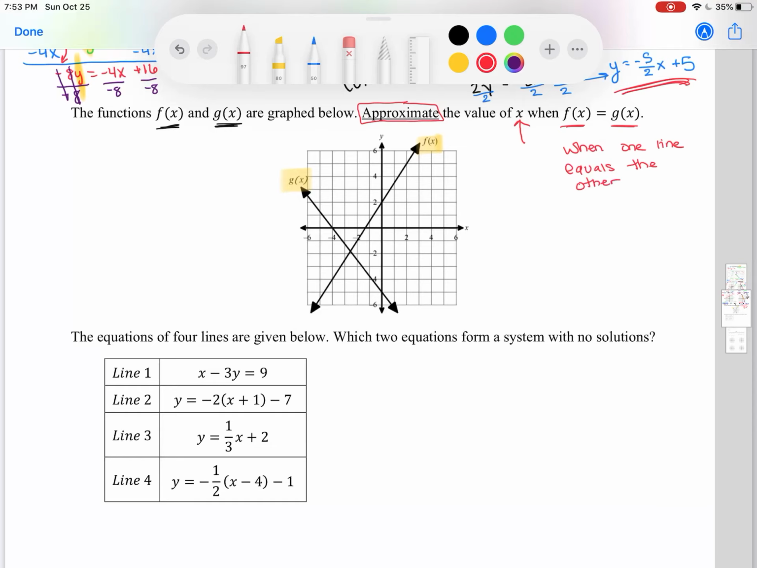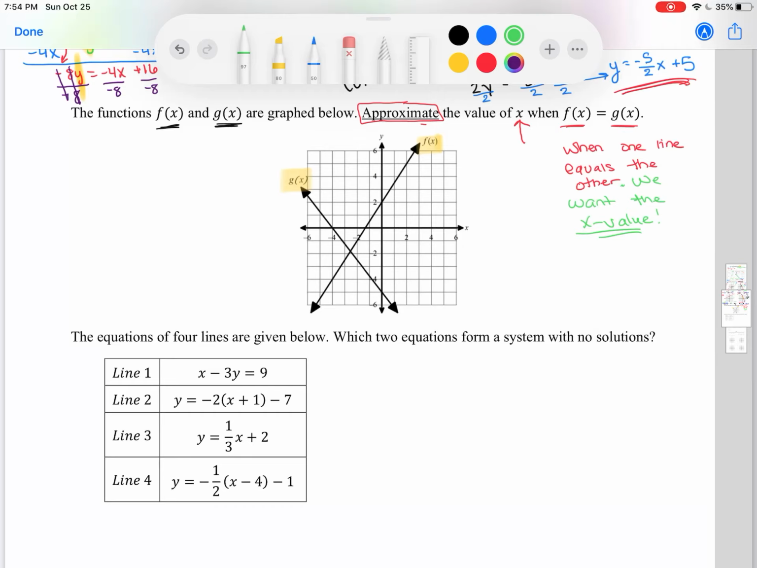All right, so we're saying when one line equals the other, which is what we just did. If we know one line is going to equal the other, that's the exact solution in which they are crossing one another.